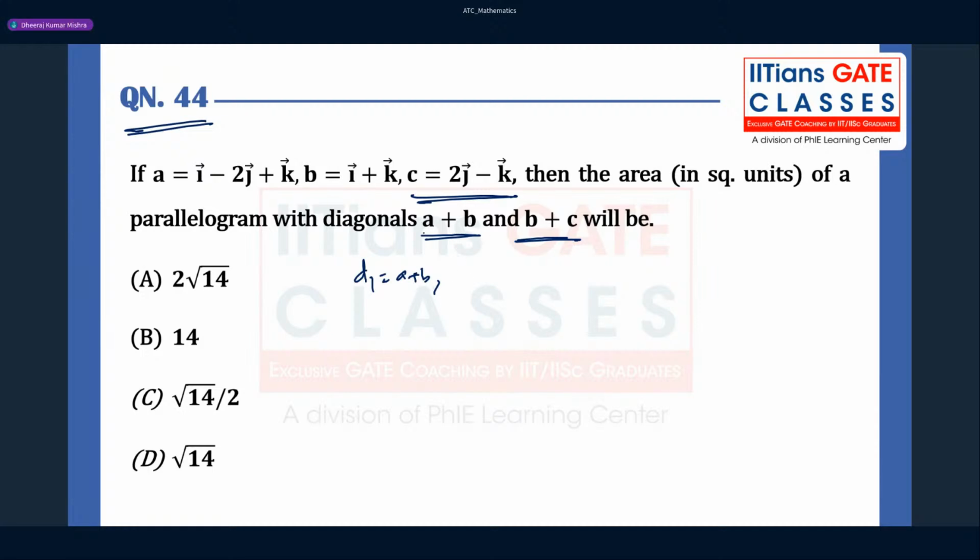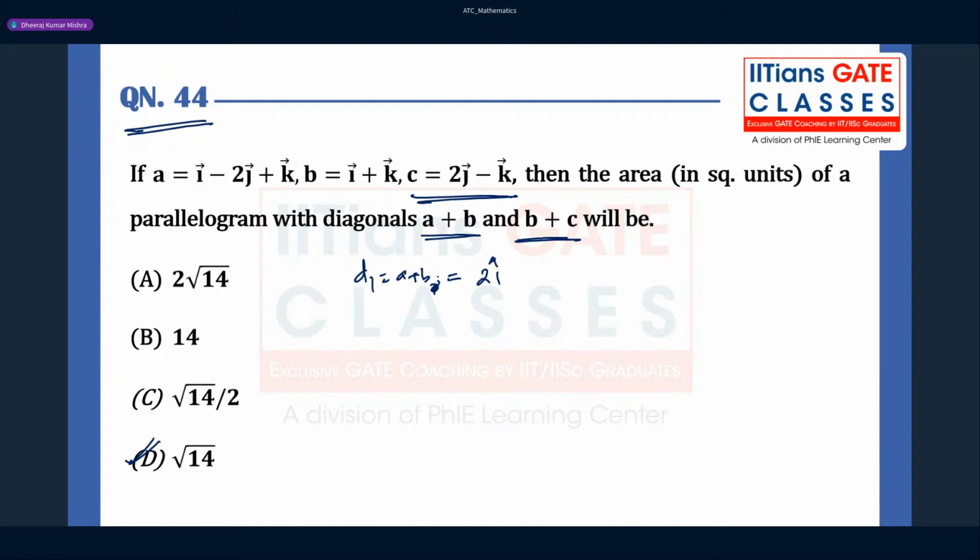A plus b means you can add a and b, so component-wise addition has to be done. You can find d1 first. D1 will be 2i, and then j, k. This is nothing but i plus j plus k, but j is not present. Yes, Srinidhi, let me check whether it is correct. Yeah, root 14 is correct. Very good, you are getting answers in very less time.